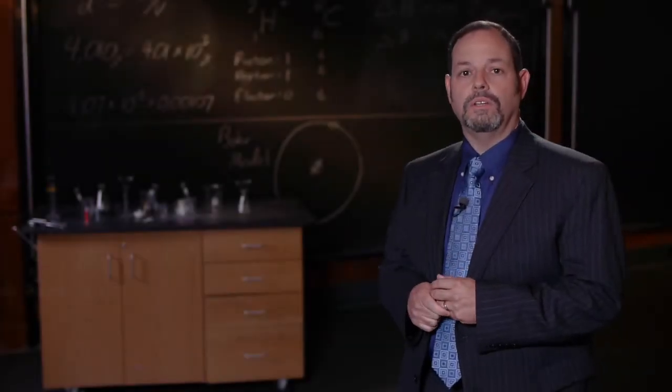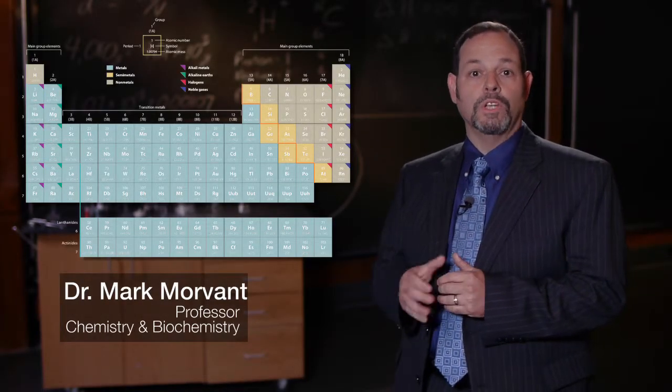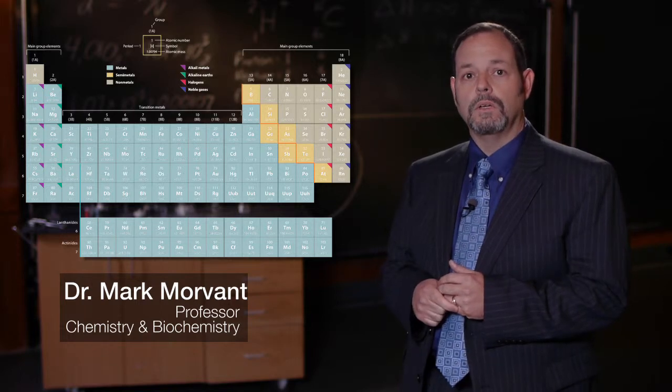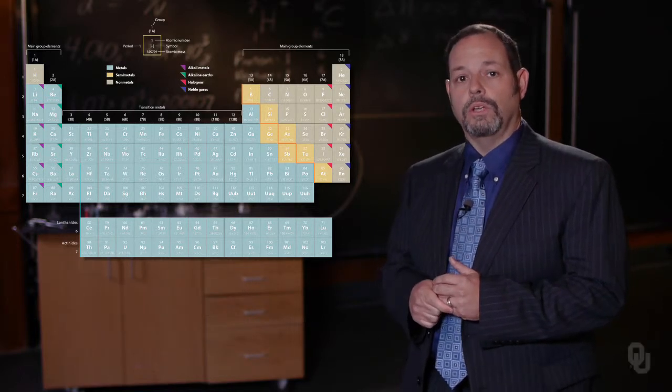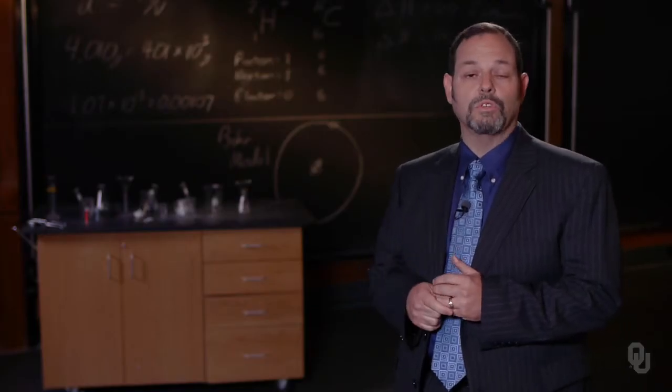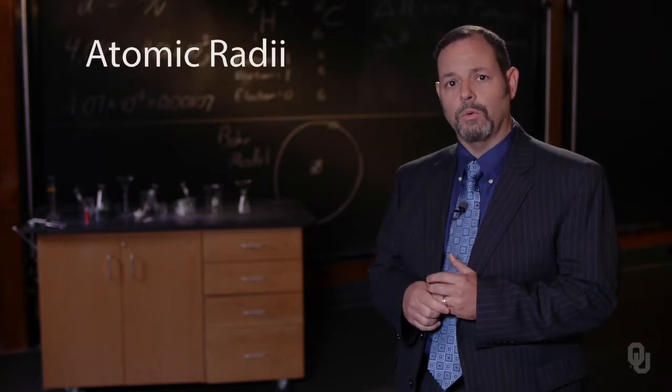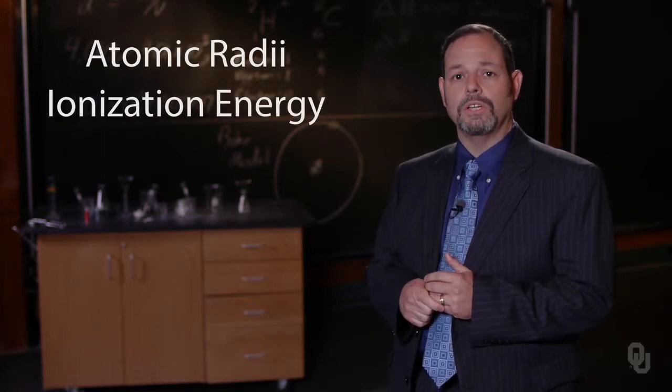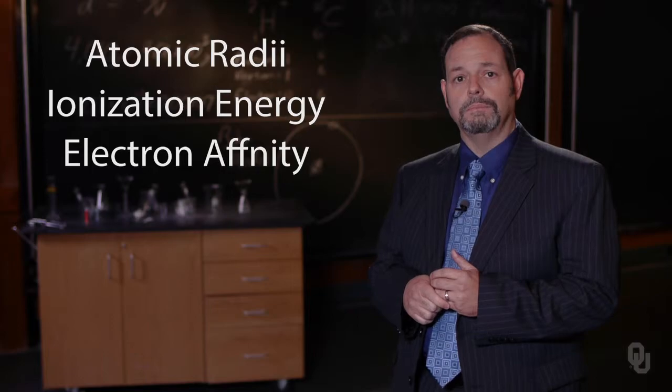We know that the periodic table is one of the most predictive tools in science. We're going to be looking at the periodic trends based on the periodic table so that we can have a better understanding of how all the elements react together. We're going to look at atomic radii, ionization energy, and electron affinity.